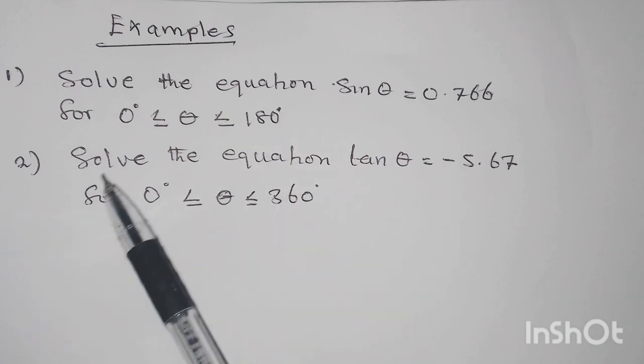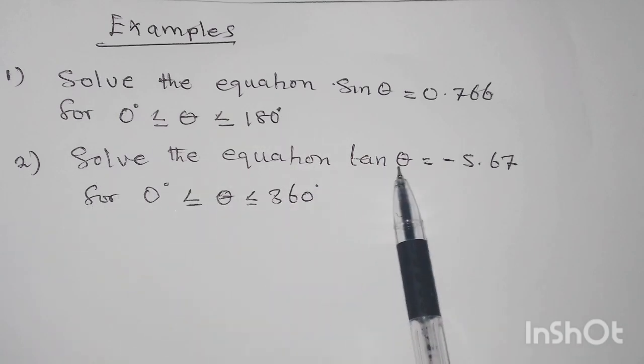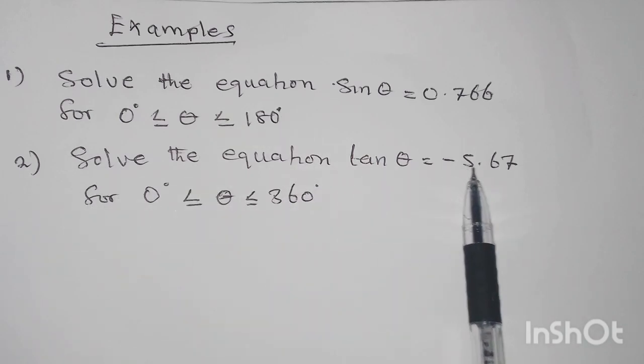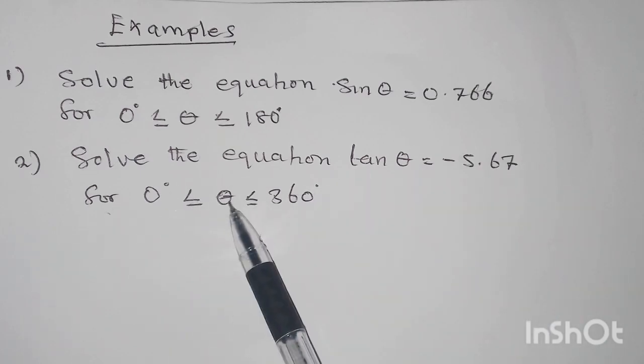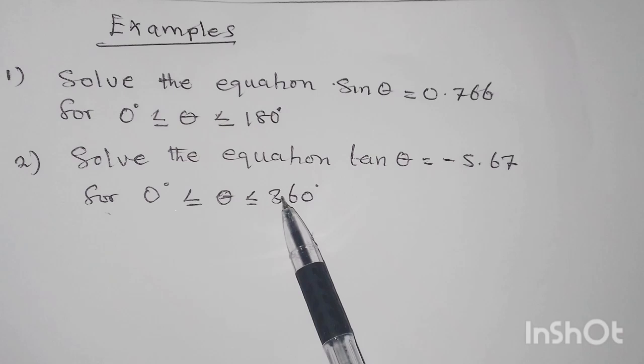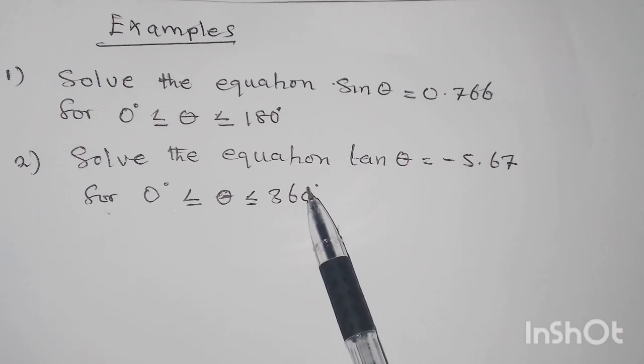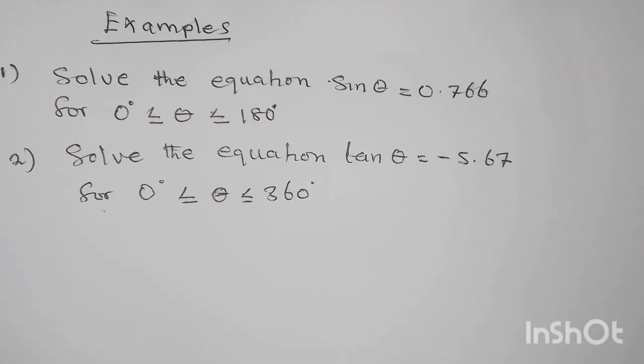The second one says: solve the equation tan theta is equal to negative 5.67, for 0 degrees less than theta, and theta less than 360 degrees. So now, how do you come up with these solutions?